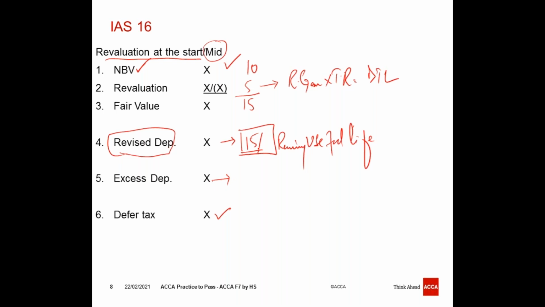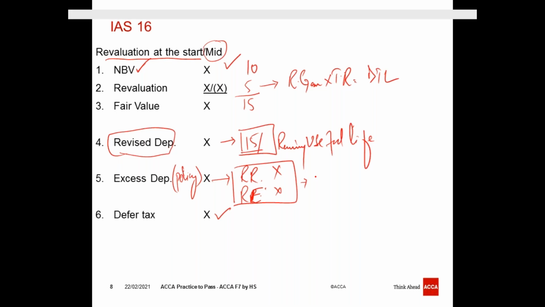Sometimes the examiner might ask you to transfer the excess depreciation. The accounting entry for this will be revaluation reserve debit and retained earnings credit, for the excess depreciation, only when the question tells you that there is a policy of transferring the value from the revaluation reserve to the retained earnings. And how can we calculate this excess depreciation? Excess depreciation means the difference between the new depreciation and the old depreciation that we are charging.